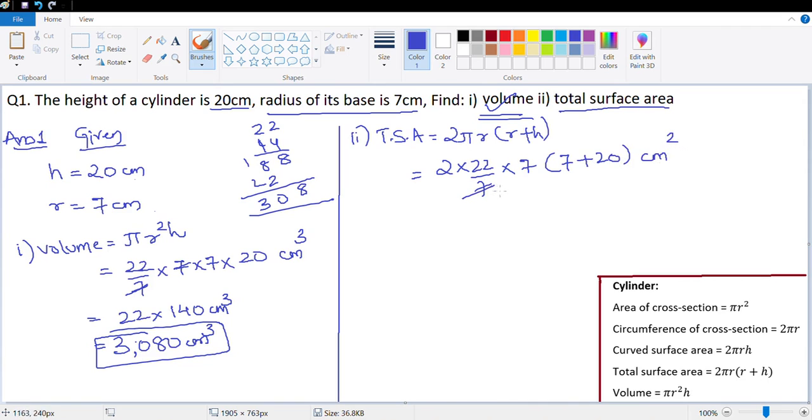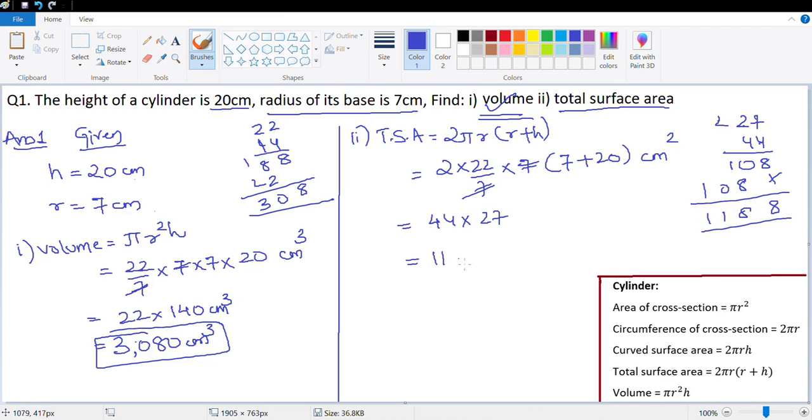7 and 7 get cancelled. So this is 44 times 27. Let's multiply. This is 27 multiplied with 44, which gives 1188 centimeter square. So the total surface area is equal to 1188 centimeter square. Simple, isn't it? Let's do one more question in this video before I finish.